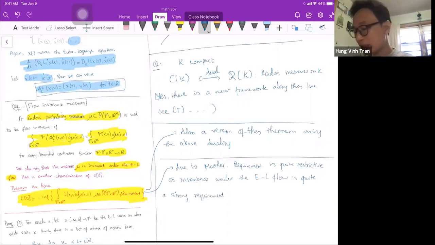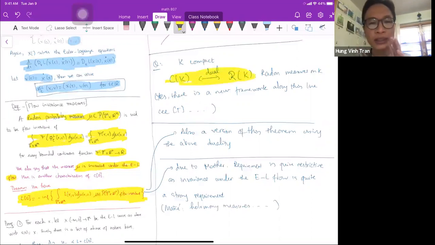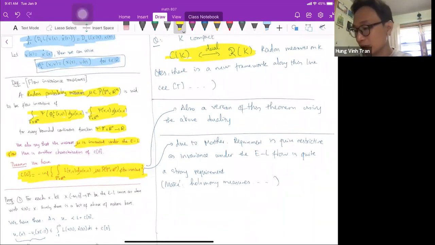So later on, there are people like Mañé who relaxed it, and they introduced something called holonomy measures and so on and so forth. But this is still due to the dynamical systems community. For us in PDE, we can actually look at this dual in a nice way. And also we need to be a bit careful, because I said that K has to be compact. If K is not compact, if it's T^n × R^n, then I need to put some moment bound conditions and so on. We have to be careful. But nevertheless, that's a very good point.